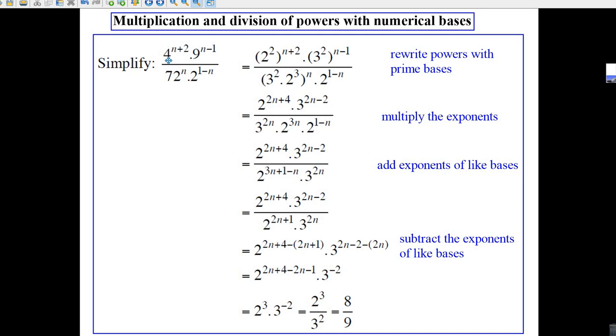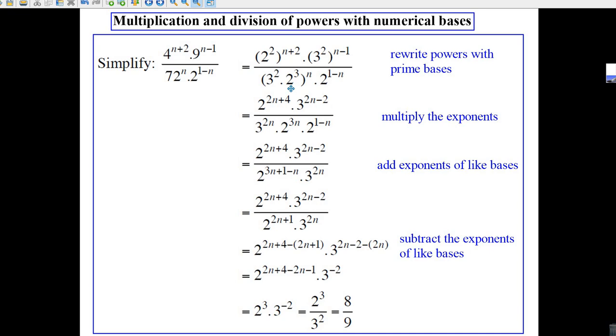The whole key thing to get started is, instead of writing 4, write it as a power of prime numbers, 2 squared. Write this 9 as 3 squared. Look, they put a bracket around it. Write the 72 as 9 times 8. That's 3 squared times 2 cubed. If you type 72 and press shift factor in your calculator, it'll write this out for you. Okay, that's our first start.